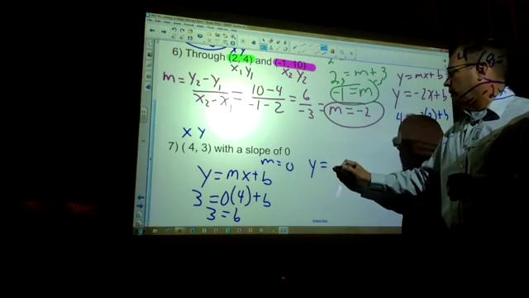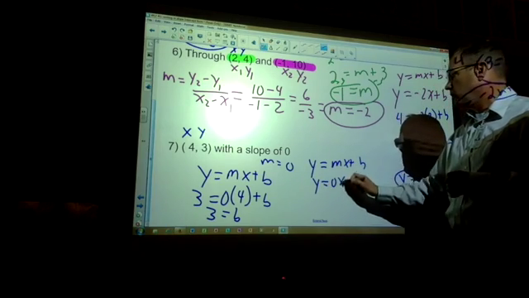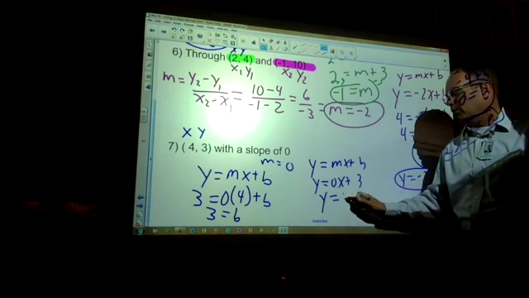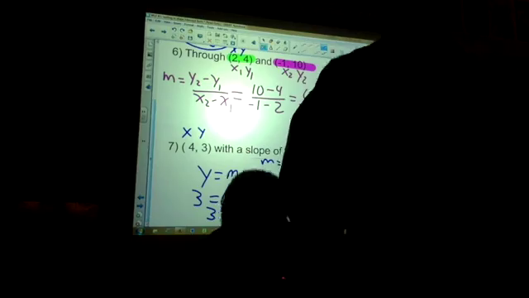So y equals mx plus b. I know my slope is 0. So y equals 0x plus 3, which is the same thing as y equals 3, which is a horizontal line.